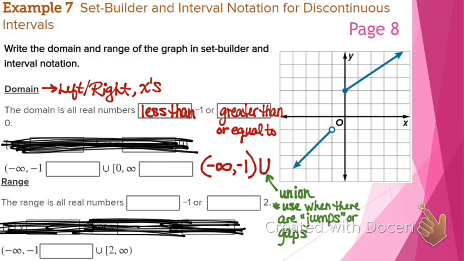Unions put things together. So I'm saying part of my graph is over here, but part of my graph is over here, and I want to put those together and talk about them as one piece. So that's what I use that U for.